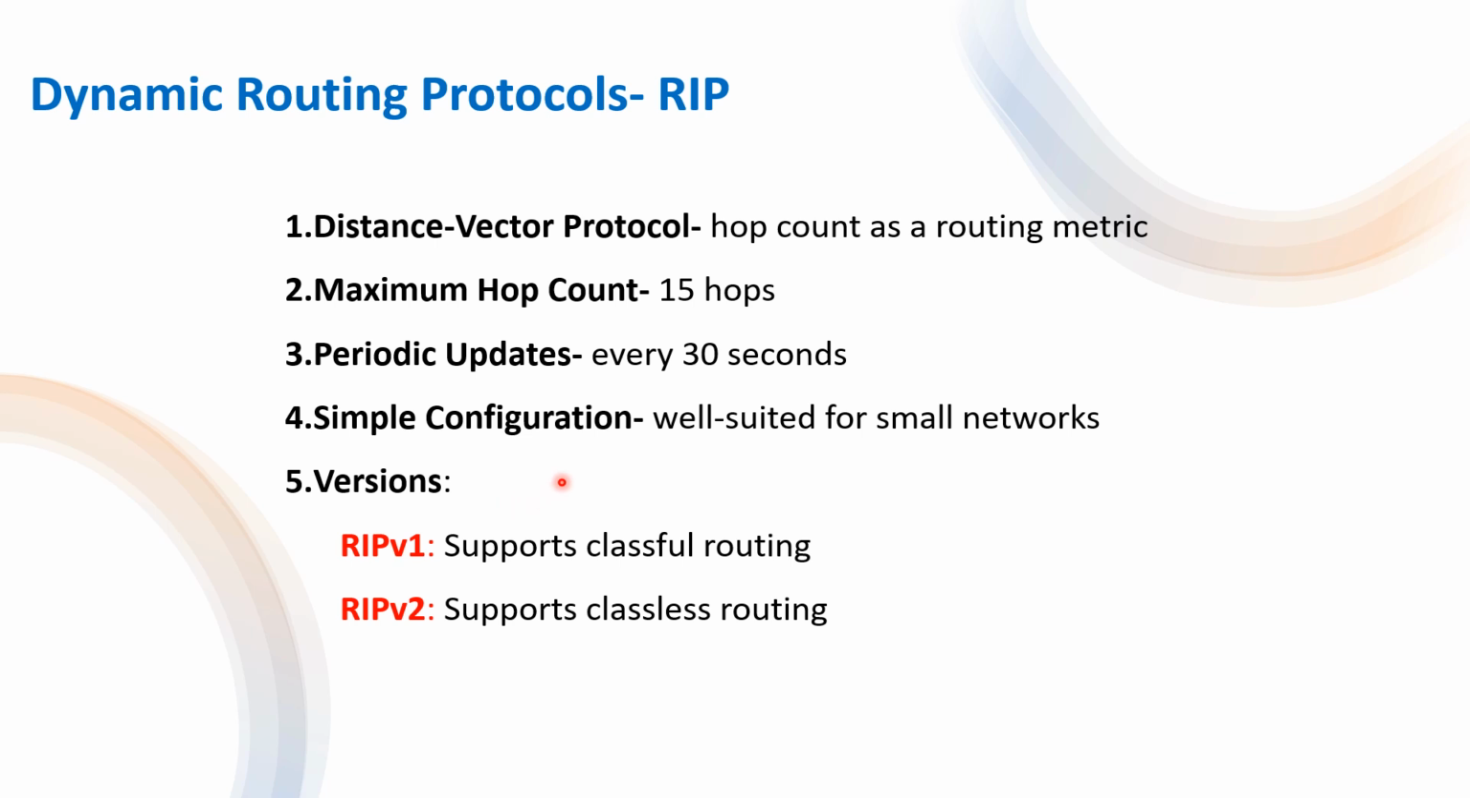There are two versions of RIP: RIP version 1 and RIP version 2. RIP version 1 supports classful routing, with no support for subnet masks. RIP version 2 supports classless routing, supports subnet masks, and adds features like authentication for more secure routing.